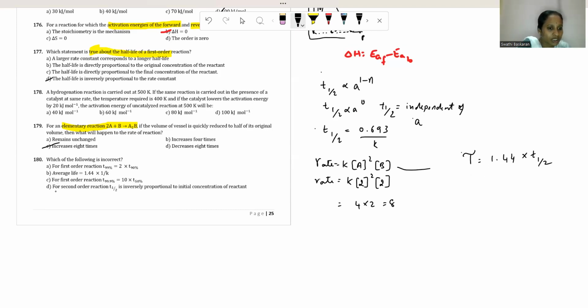Let us look into C and D also. For first order reaction, T99.9% is equal to 10 into T half. So once again, this is also correct, 10 into T half. And D option is: for second order reaction, T half is inversely proportional to initial concentration of the reactant. So this is also correct. So hence, which option is wrong? Option B only is wrong in case of the 180th question.